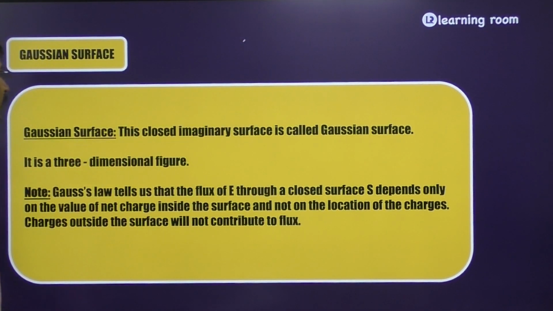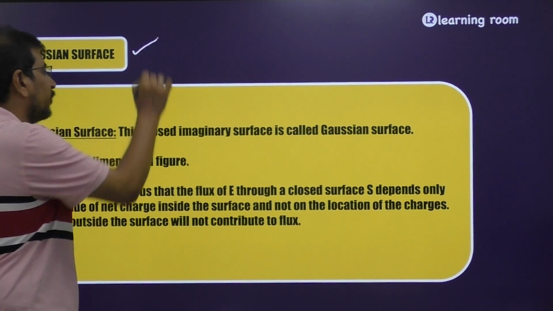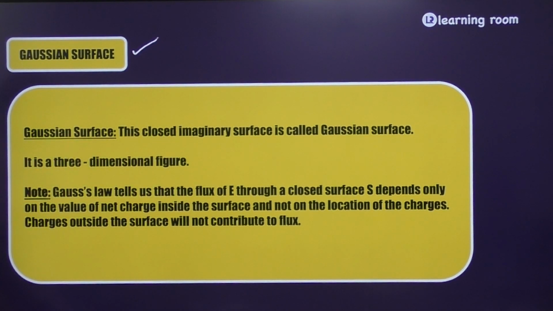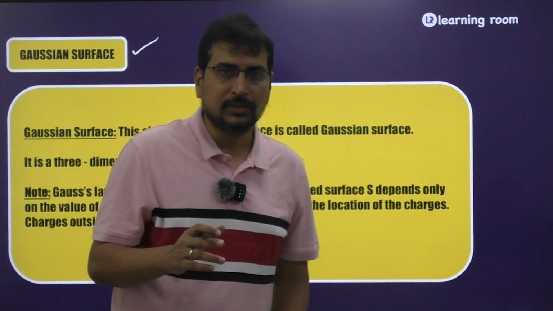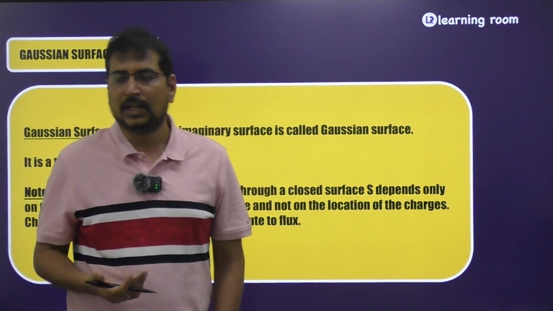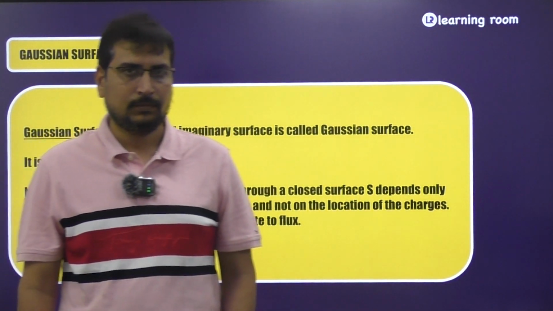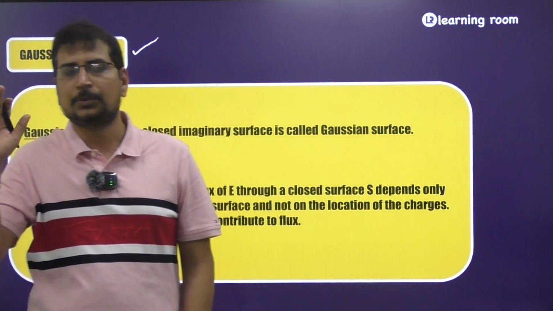So we discussed the closed surface. What is the name of the closed surface? We call it a Gaussian surface, right? Basically, this is something that does not exist. It is something that is imaginary. It is an imaginary surface which is drawn around the charge distribution that is given to us, whatever the shape of the charge distribution is.